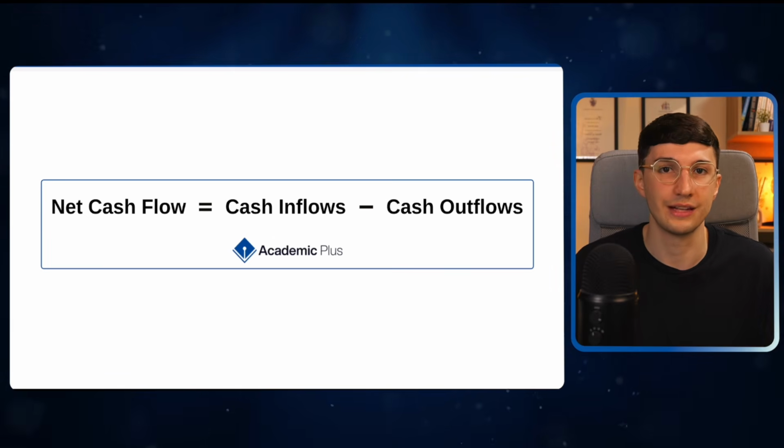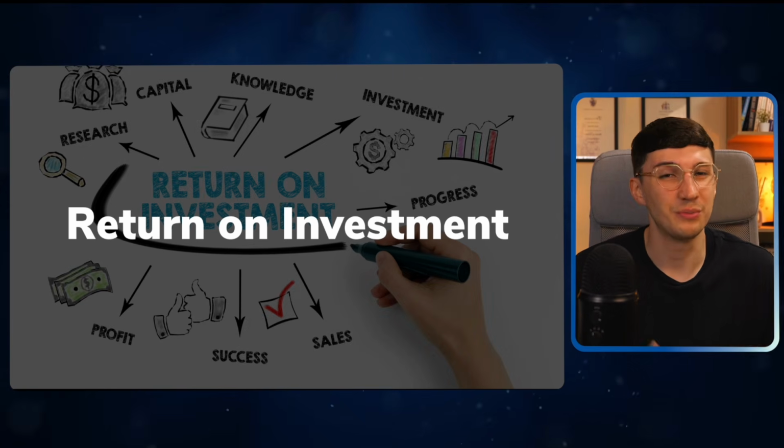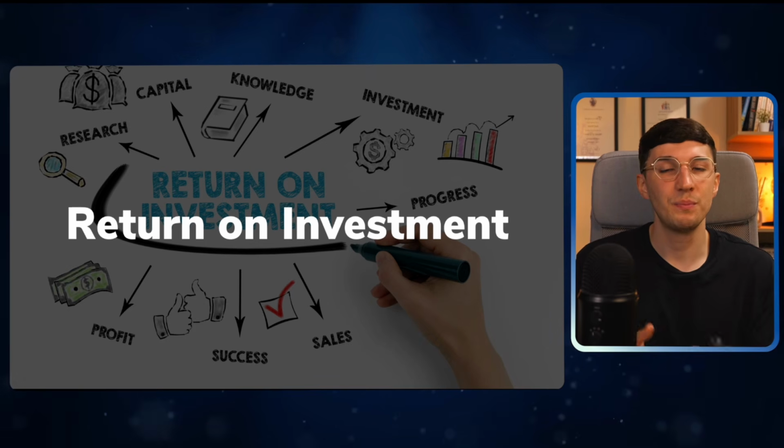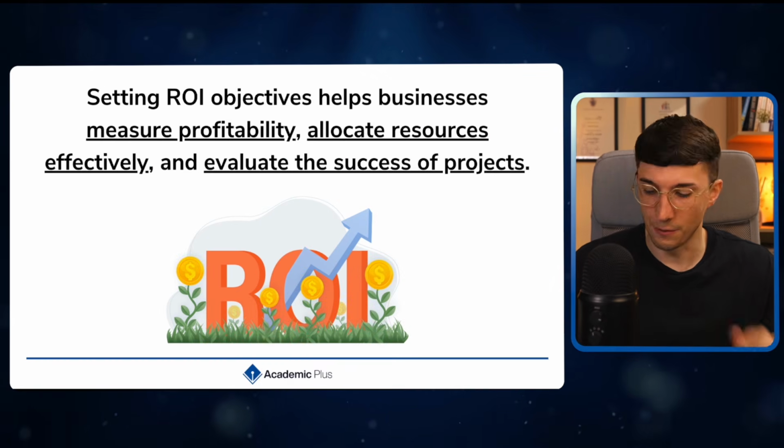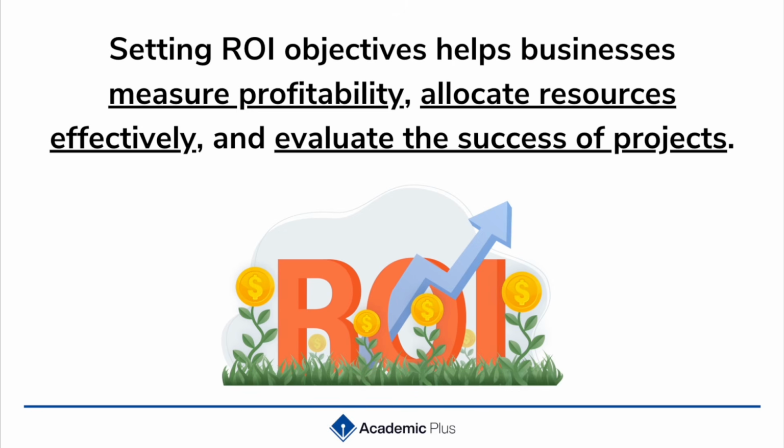different sources of finance. And the final type of financial objective that a business may want to set could be around return on investment. Now, setting return on investment objectives can help a business first of all measure their profitability by comparing returns against different investments that they've made. It can also help them allocate resources more effectively by identifying which projects have the best returns. And finally, it will help them evaluate the success of a project by once again assessing whether investments meet the objectives that they originally set.